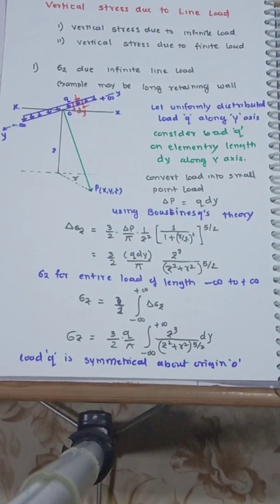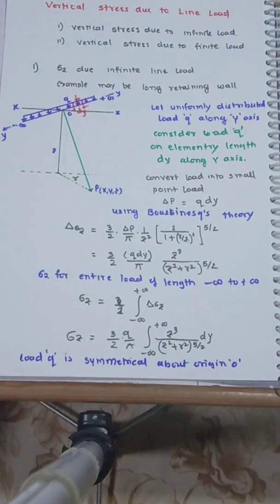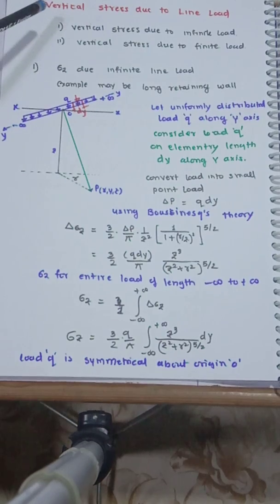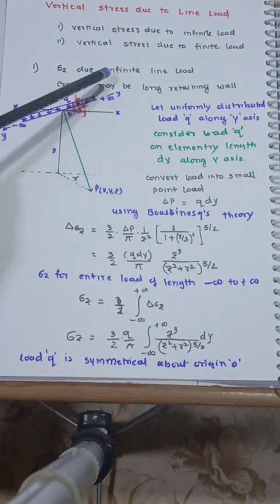Okay, so let us start with the first type of load. First is the vertical stress due to the line load. There are two types we consider. First, the vertical stress due to the infinite load, and second, the vertical stress due to the finite load. So let us start with the vertical stress due to the infinite line load.